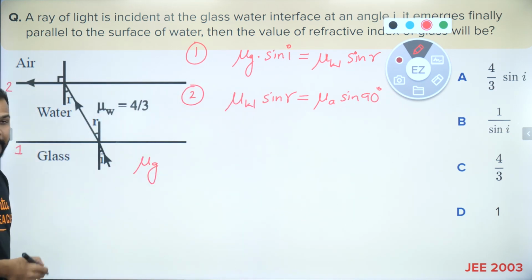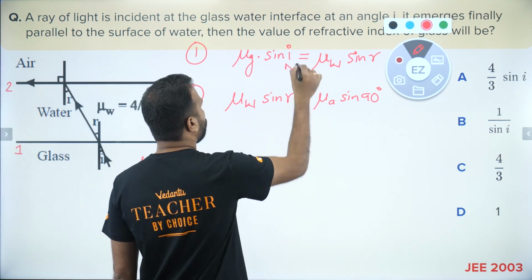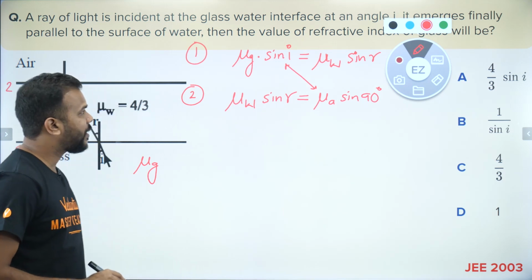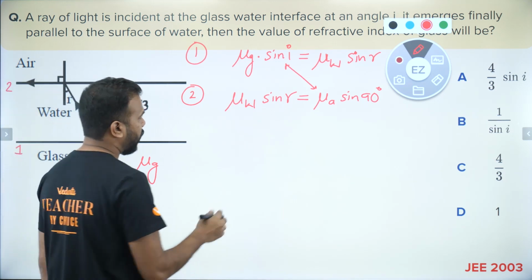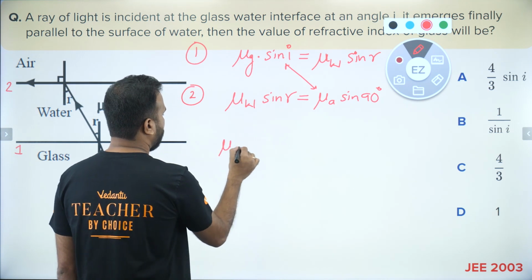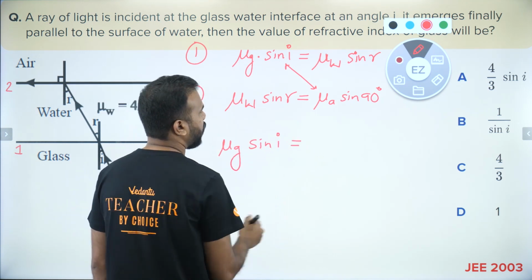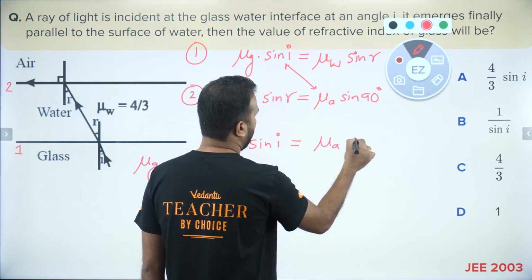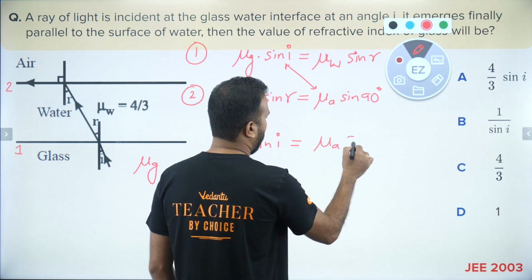Now what do you see here, guys? You can see that effectively these two could be equated. Mu g sin i can be equated to mu air sin 90 degrees. So let's equate that and simplify it. So mu g sin i should be equal to mu a sin 90.